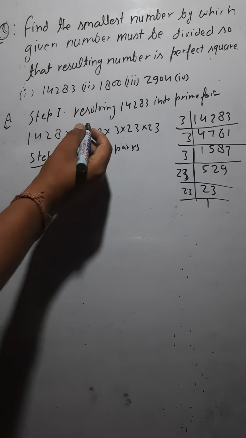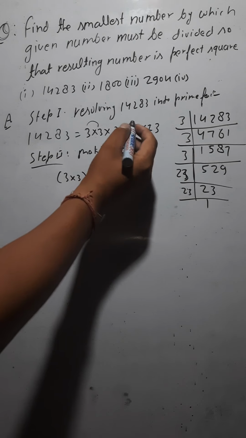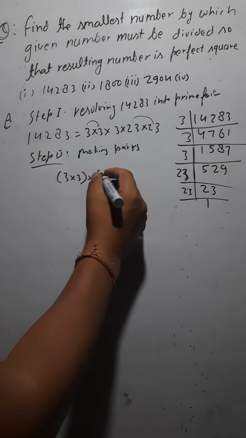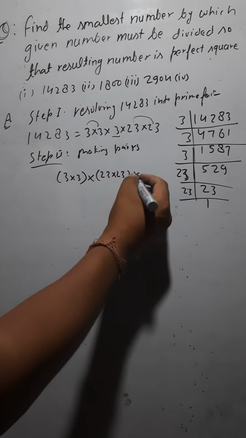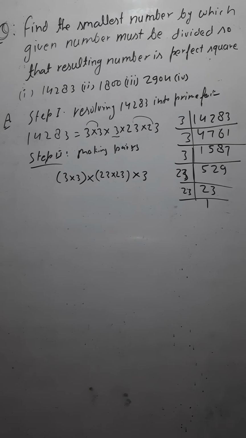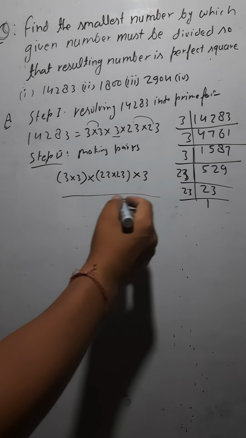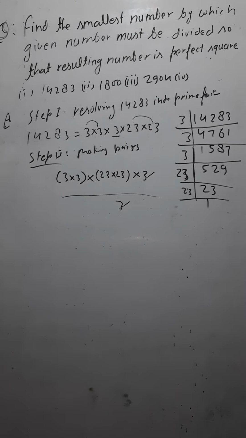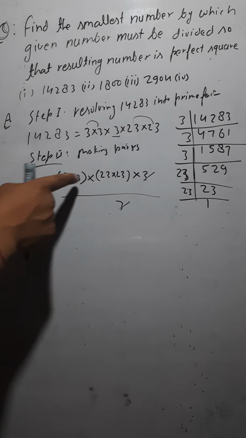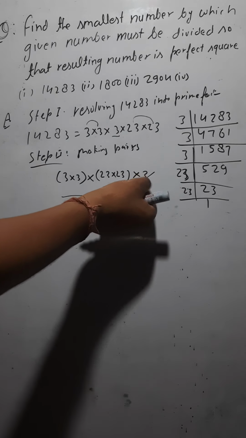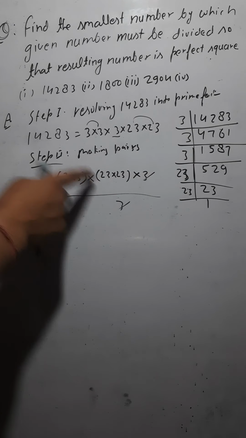Now we have the pair of 3, so I would write it here. Similarly, I have the pair of 23 also, so I would write 23 here. Now what is left? One 3 is left, so you would write this one outside. If I divide this number by 3, this 3 and this 3 are going to cancel each other. Then the given number would become a perfect square, because we have the pair of 3 and the pair of 23, but the extra 3 has no pair. So if you remove this 3, it would become a perfect square.